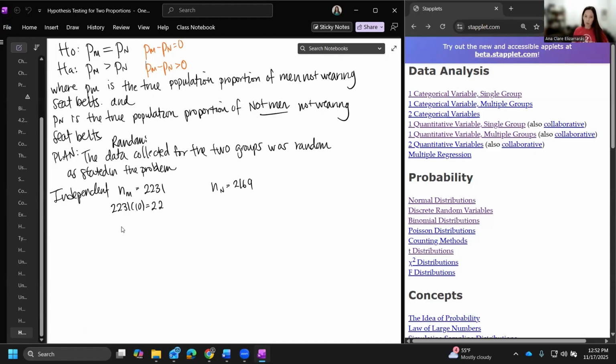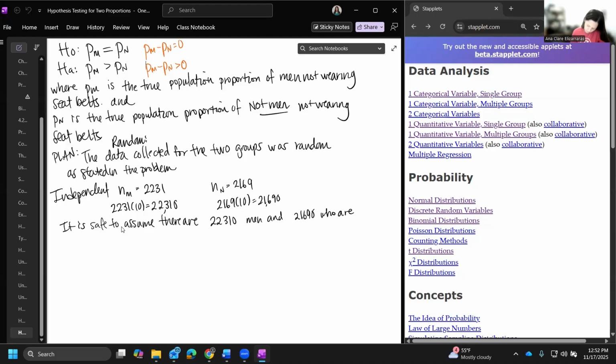So this is talking about all of the United States. This was in general, we were talking about a research. So it's safe to say that there are at least 22,000 men and 21,000-ish not men. There are a lot of people in the population, so that's a safe bet.